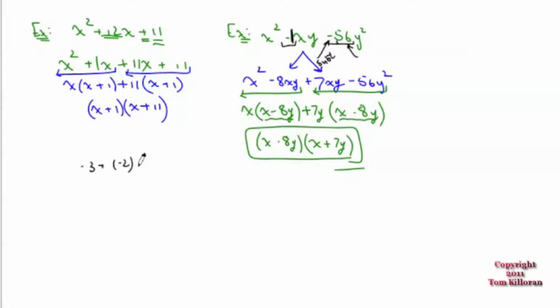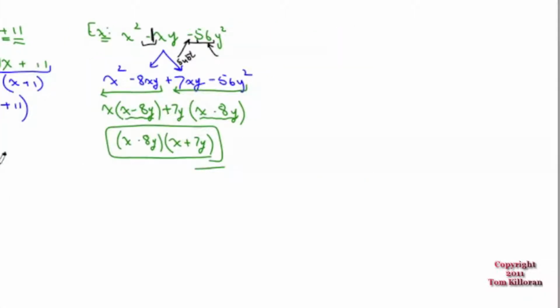How about this one? X to the 4th minus 6x squared minus 55.